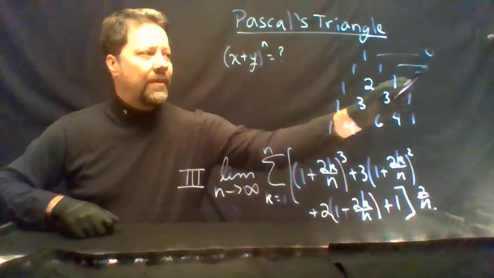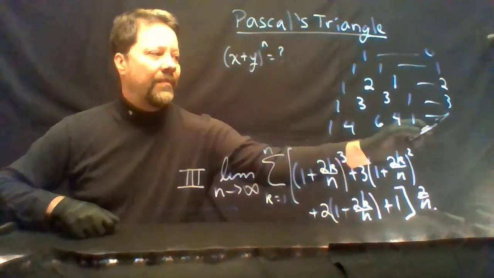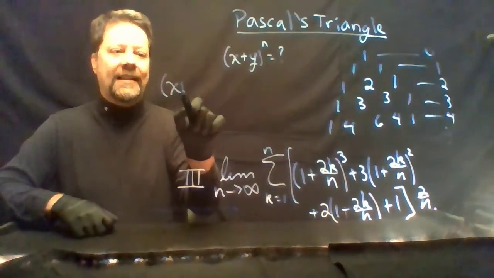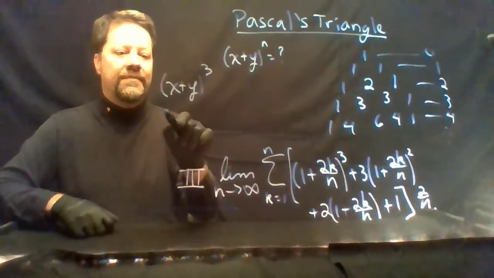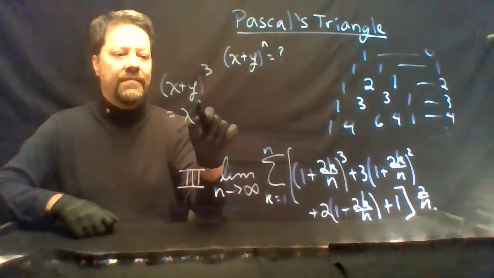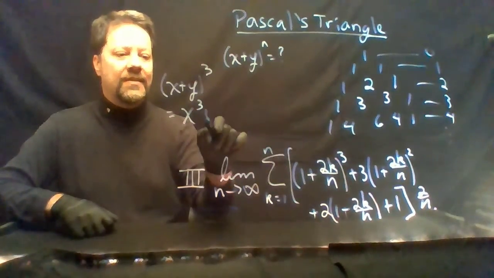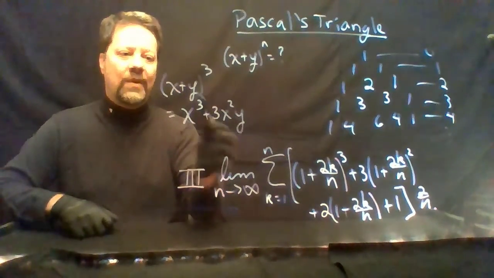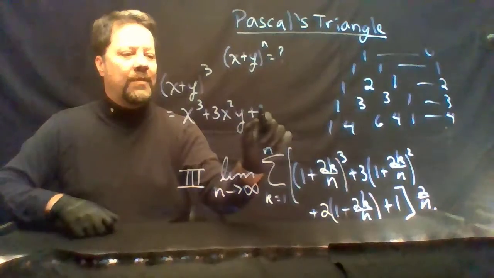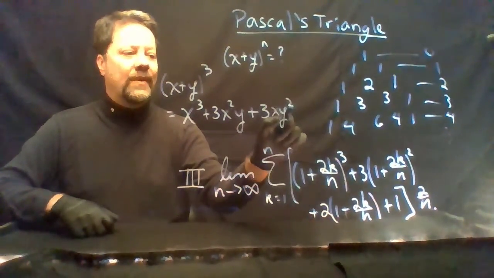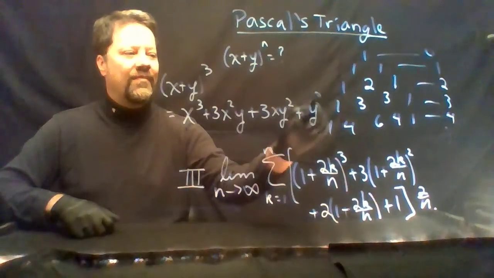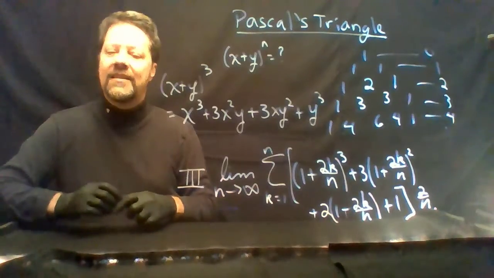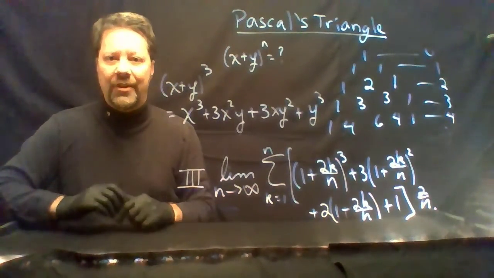We have a 0th row, a 1st row, a 2nd row, a 3rd row, a 4th row, and so on. So for example, if I want to calculate x plus y cubed, I get 1x cubed, plus 3x squared y. The powers on the x decrease while the powers on the y increase, plus 3xy squared, and then 1 times y cubed. Pascal's triangle makes it easy to raise any binomial to any power you wish.